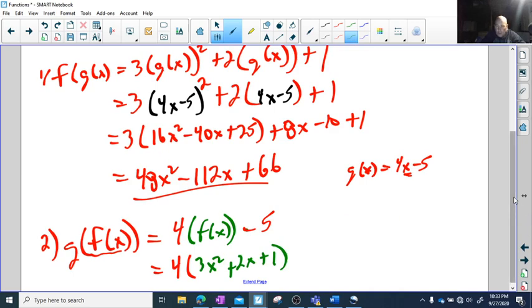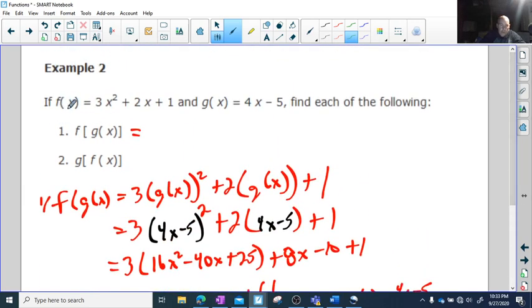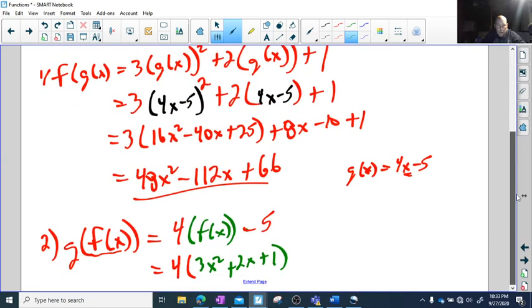If you're saying, where are you getting those? They're given way up here. Right, there's your f of x, and there's your g of x. So we're using the same function for this question for both parts, 1 and 2. Don't forget your minus 5 at the end here.